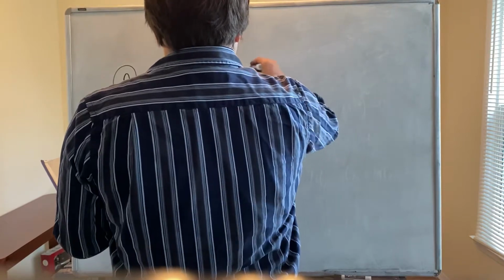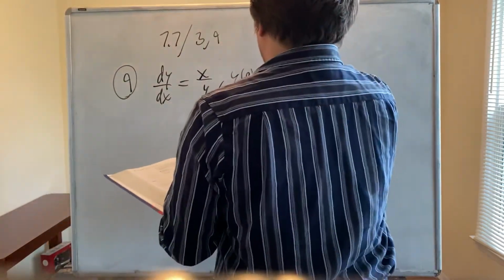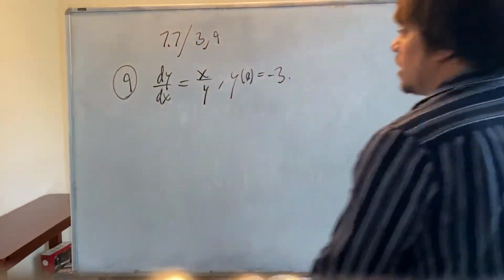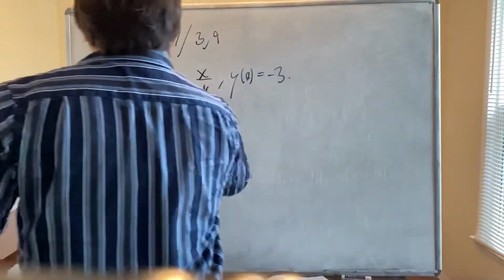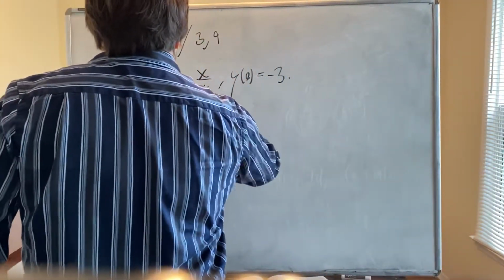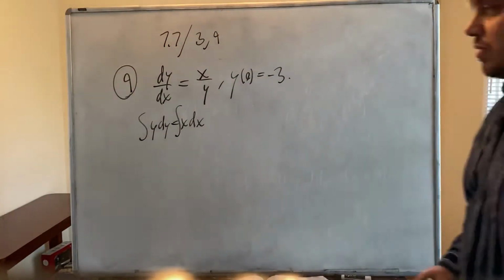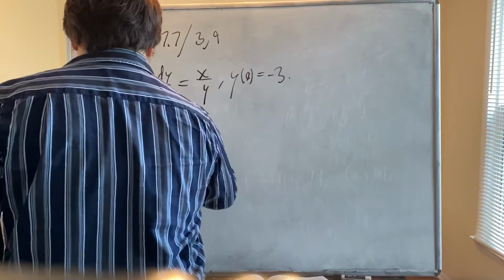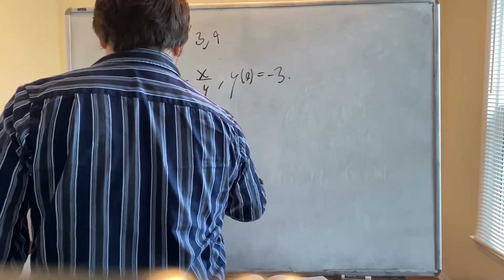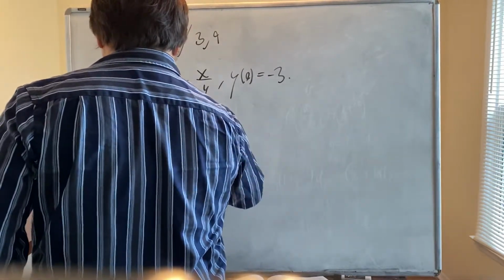y of 0 is equal to negative 3. Okay, so cross multiply this, you get y dy equals x dx. We have a separable differential equation, integrate both sides. We get y squared over 2 equals x squared over 2 plus c.